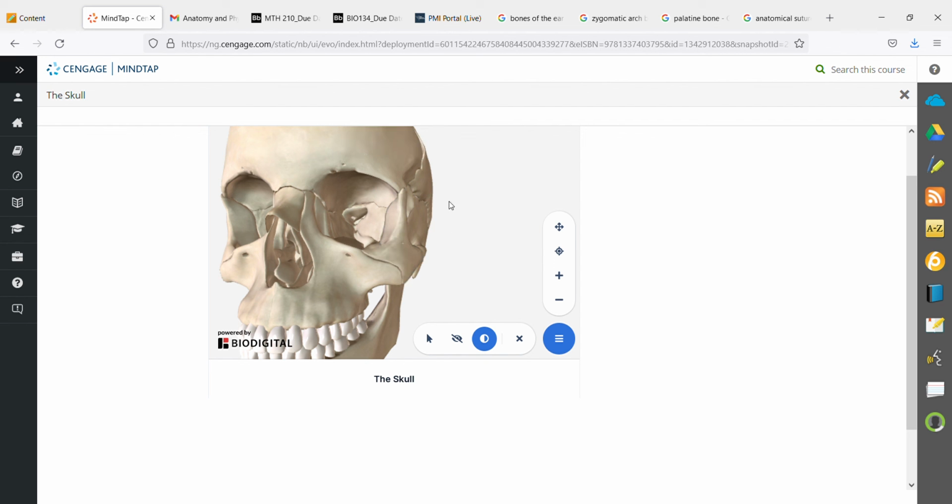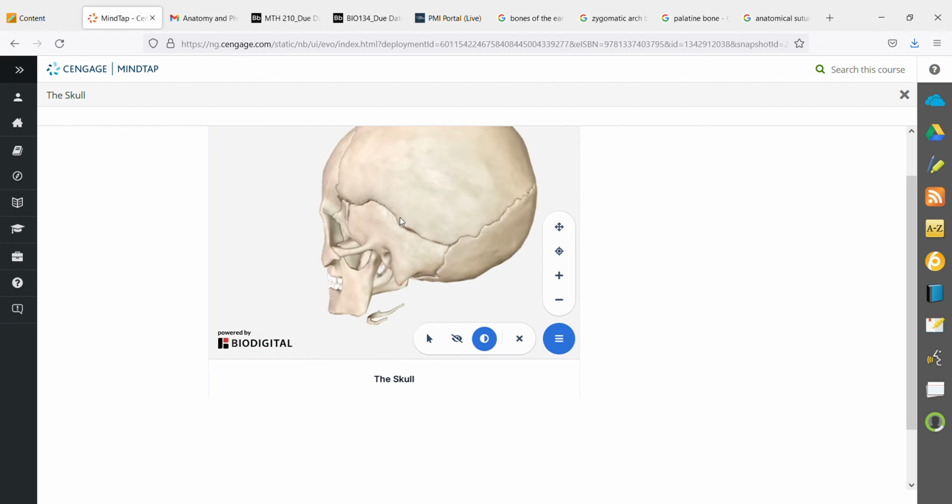And that is the human skull in a quick kind of way.